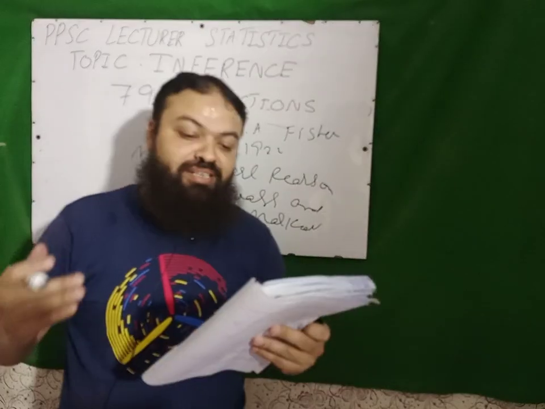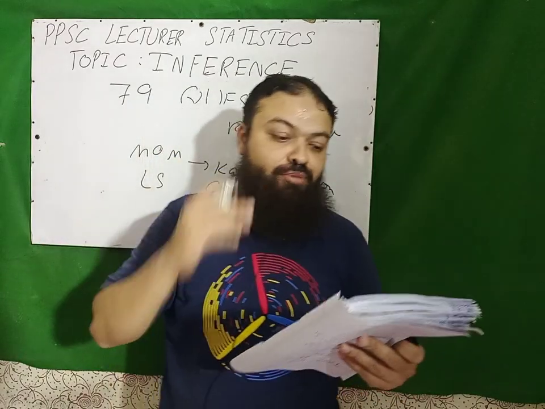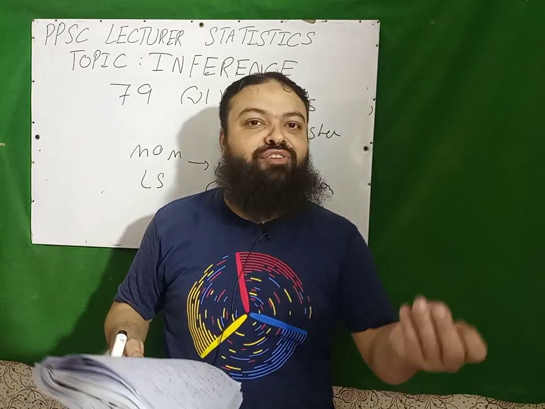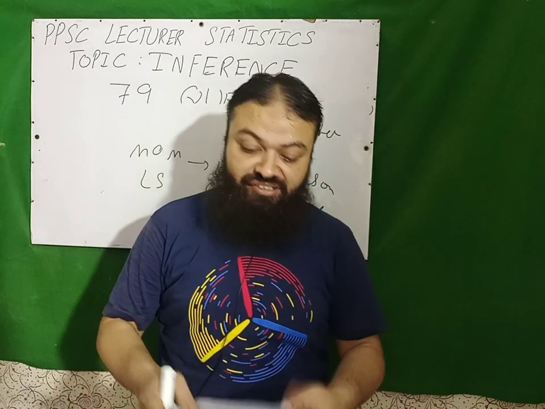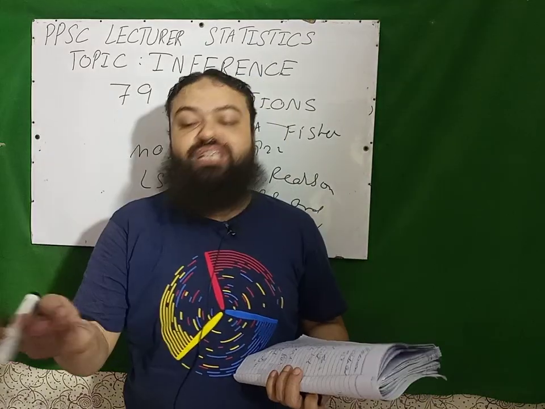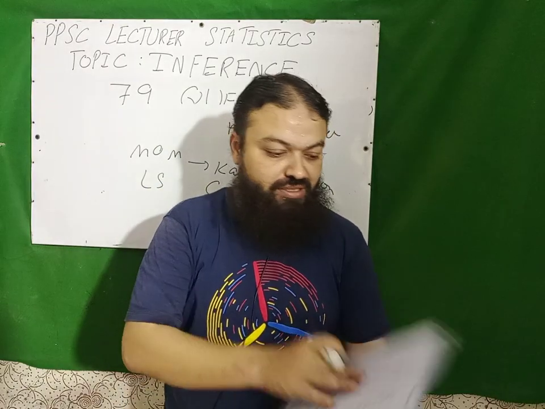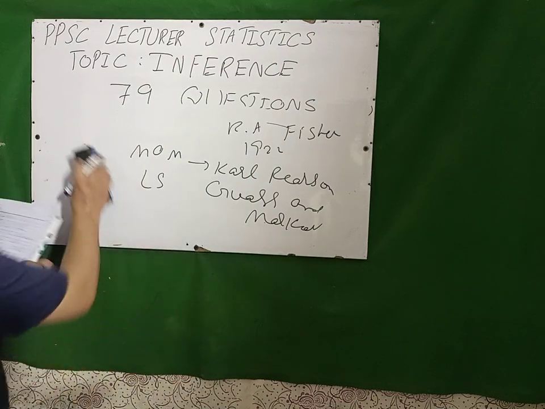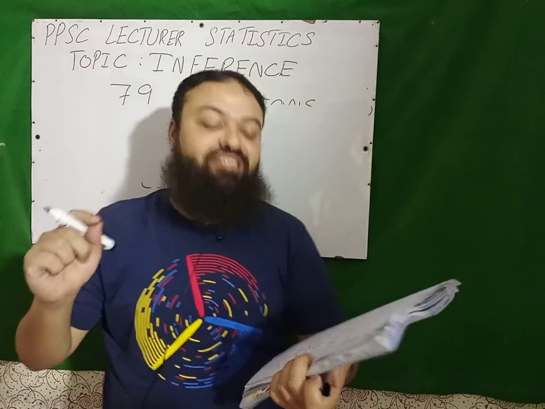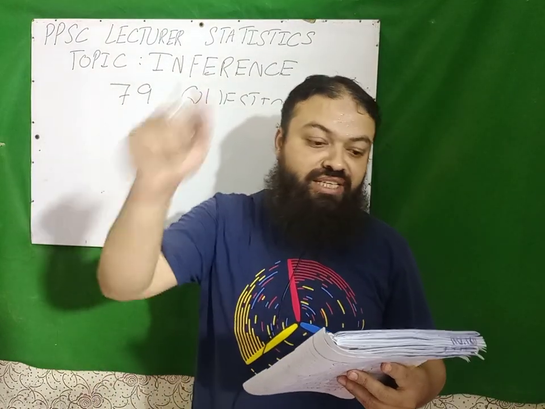Next, MLE, maximum likelihood estimators, are more efficient than the method of moments. Another important question: maximum likelihood estimators are consistent, efficient and sufficient, but not necessarily unbiased. Next, ML estimators are applicable for both discrete as well as continuous random variables. Next question is, the least square method is based on linear estimation, not quadratic, not cubic. It is based on linear estimation.